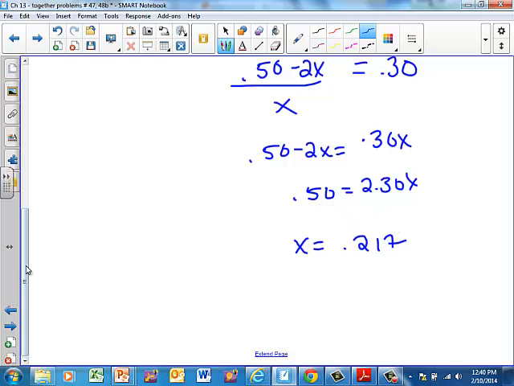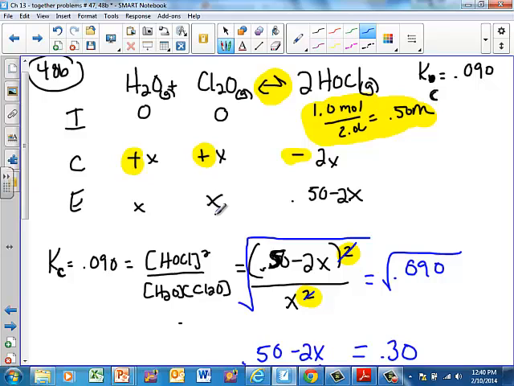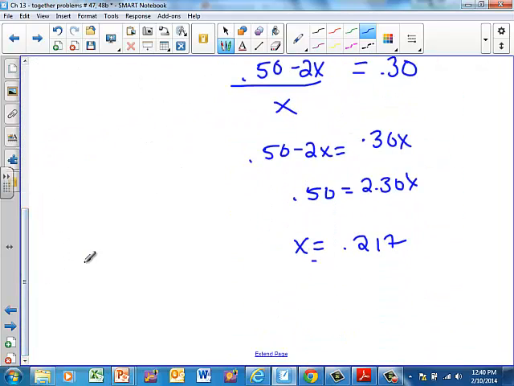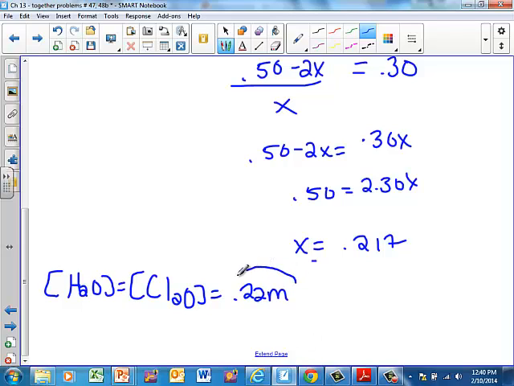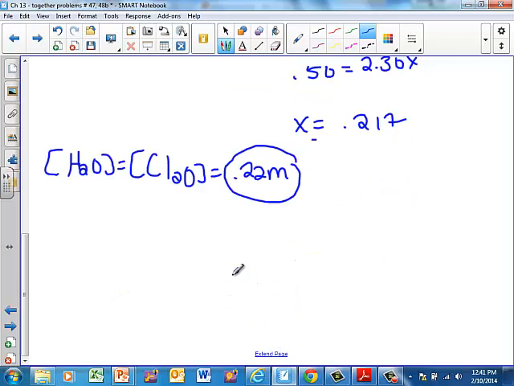Yes, I went ahead and carried an extra significant figure here because I've got to plug it back into my ICE table. Now I do only need 2 sig figs in my final answer. So because we're dealing with concentration, the concentrations of the two reactants were both x. So they are flat out just going to be 0.22 molar. Don't forget the molarity units here on this stuff.